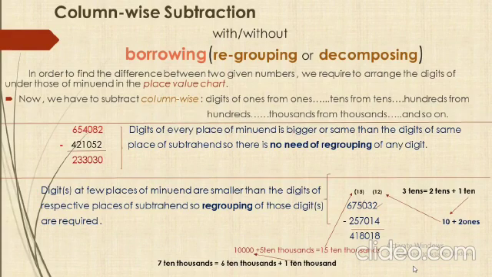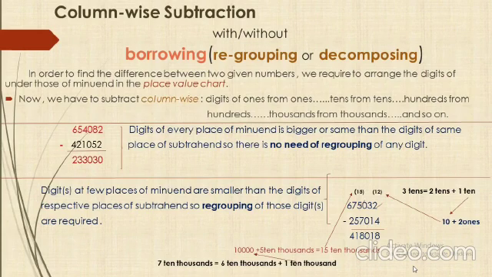So, here 6,54,082 and 4,21,052. So the digits 2, 8, 0, 4, 5 and 6 of minuend are placed at ones, tens, hundreds, thousands, ten thousands and lakhs places respectively. In the same way, the digits of subtrahend.